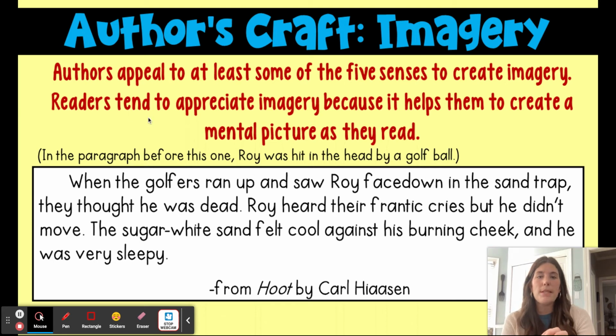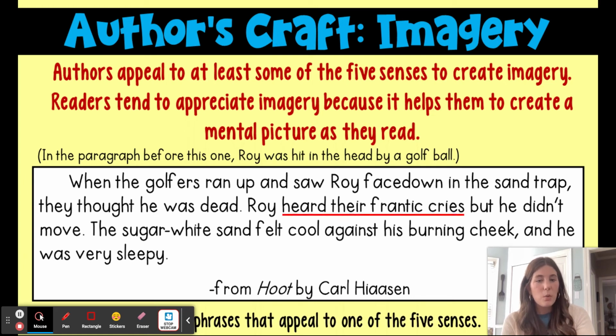So I want you to pause a second and make some mental notes here and say, what do I think? Which words are specifically helping create those mental pictures? Which words or phrases could be that imagery that the author is using? Okay, now that you've had some time to reflect on your own, let's pinpoint some of those things.